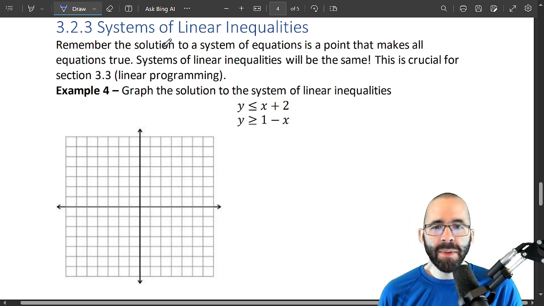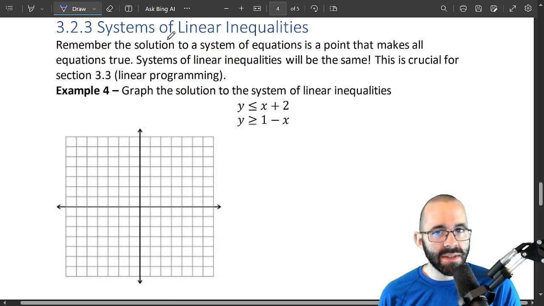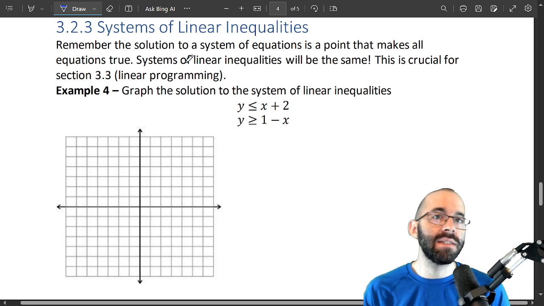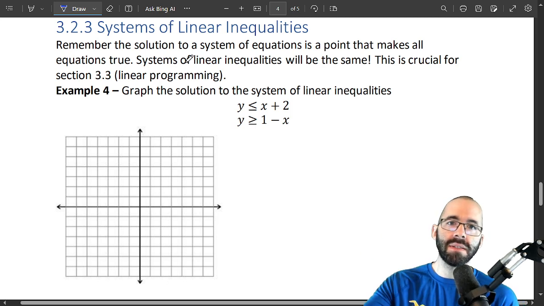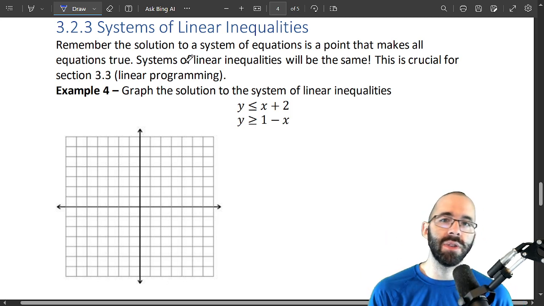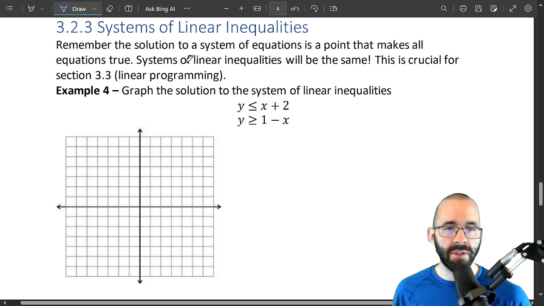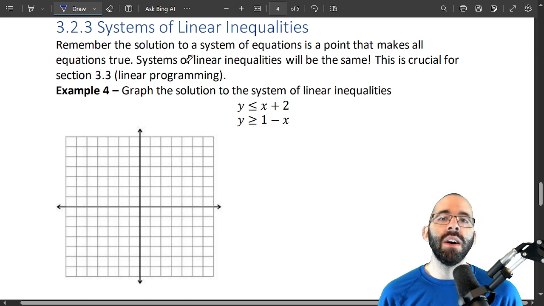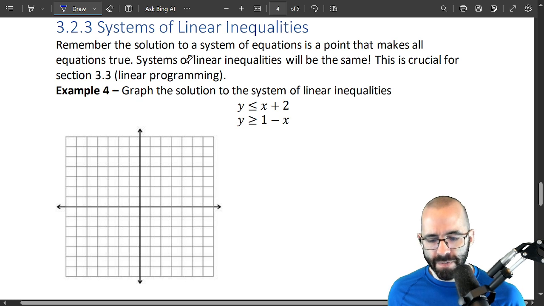So remember that when we have a system of equations, a solution to that system is just all the points that make all the equations true. Systems of linear inequalities is going to be the same. We'll just look at all the points that make both inequalities true. So for a system of equations, we could graph them and find when both things were true. That's exactly what we're going to do here. We're going to graph both of these inequalities and see when they're both true.